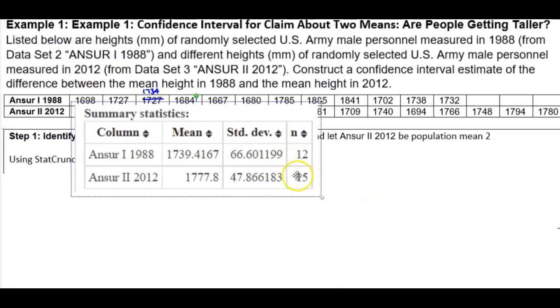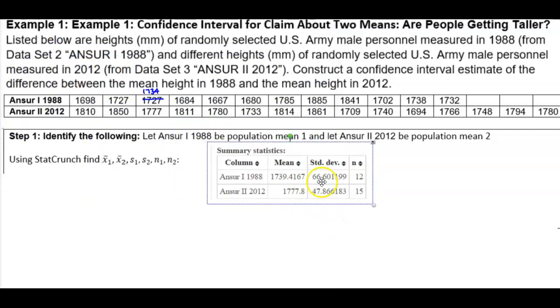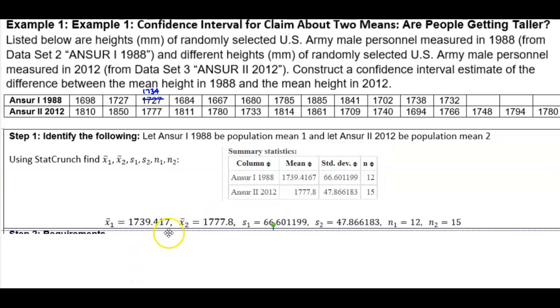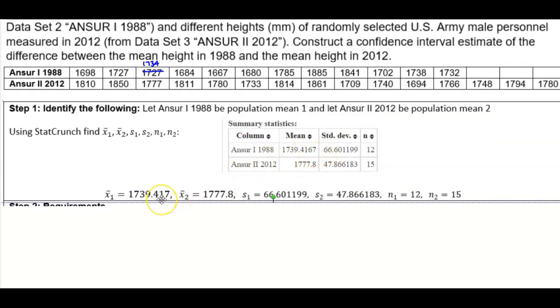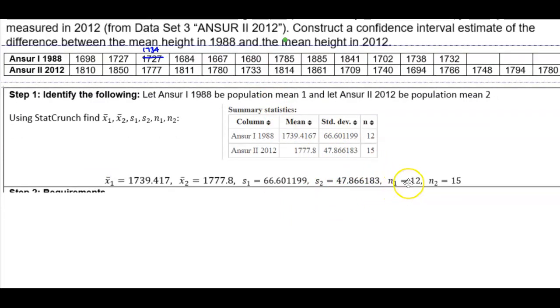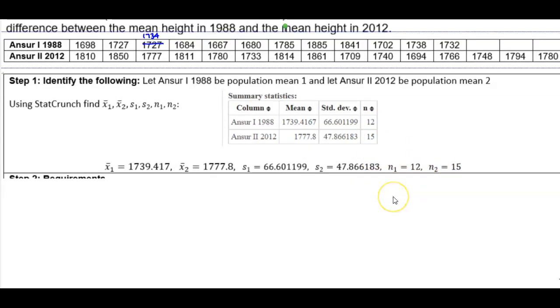So here we have our information. We can see that the sample mean for sample 1 is 1739.417, rounded to 3 decimal places. The sample mean for the second sample is 1777.8. The sample standard deviation for sample 1 is 66.601199. The sample standard deviation for sample 2 is 47.866183. The sample size for sample 1 is 12, and the sample size for sample 2 is 15.